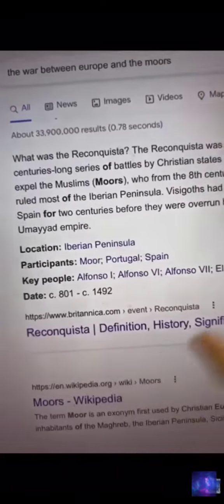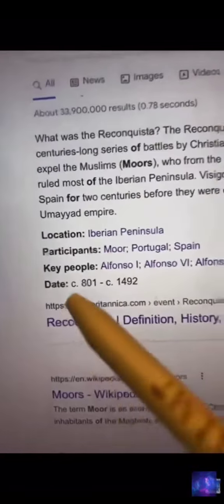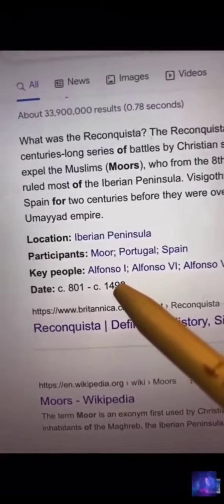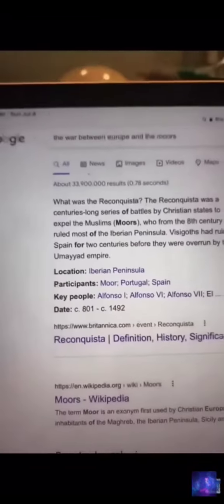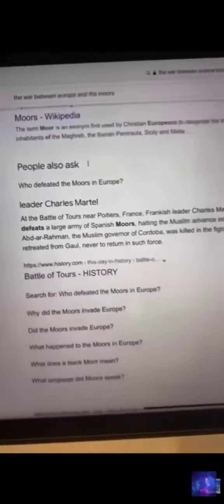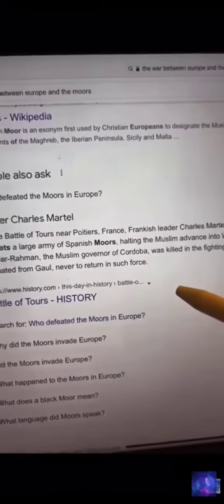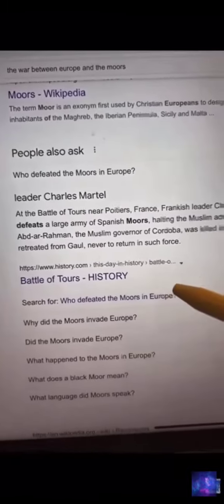Of course they're going to add these lies. But look, date, 801 to 1492. That's a lie on that date. Who defeated the Moors in Europe? At the Battle of Tours, see what I'm saying? So the Moors were wiped out by the same people they helped. All of them.